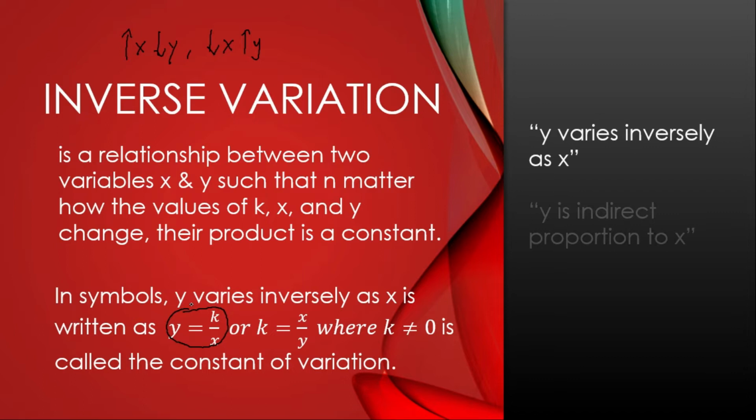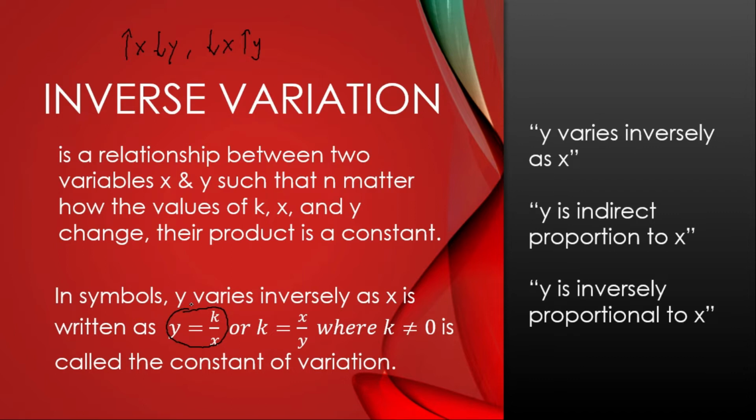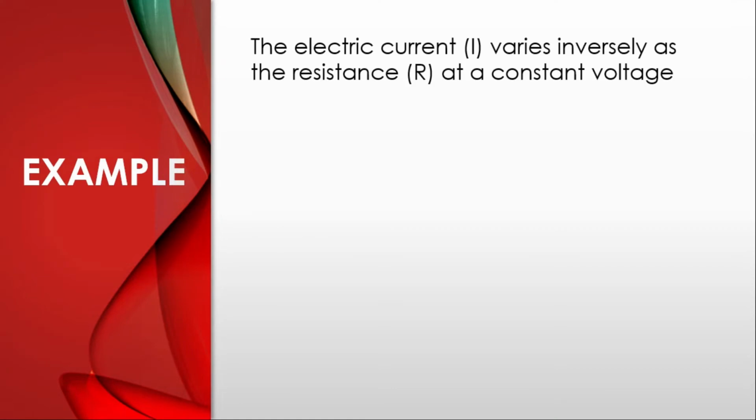So, paano nyo ba malalaman kapag yan ay inverse variation? Kapag nabasa ninyo to, y varies inversely as x, y is inversely proportional to x. So, bigay tayo ng example. The electric current, or I, varies inversely as the resistance at a constant voltage. So, ano ba yung ating formula for the inverse variation? That will be y is equal to k over x.